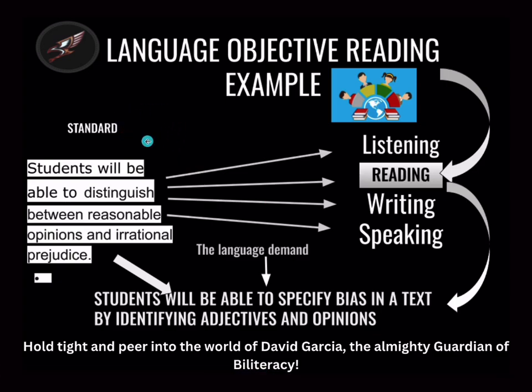So let's take a look at this once again. You have the standard in a broader sense. This is the content objective. How is it that the students are going to accomplish understanding this content objective through the 4 domains? In this case, it's the reading domain. They have to read something, in order to specify, that is the action, to specify bias in a text by, how is it that they're going to accomplish that? By identifying adjectives and opinions. Now, language objectives were really designed for students who are learning English and content in the classroom. So, let me show you a different example.